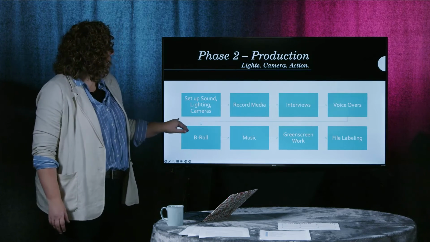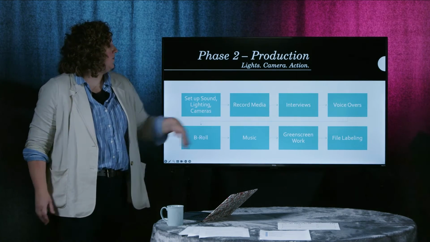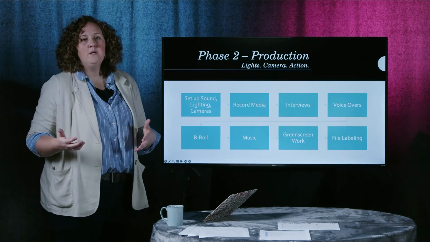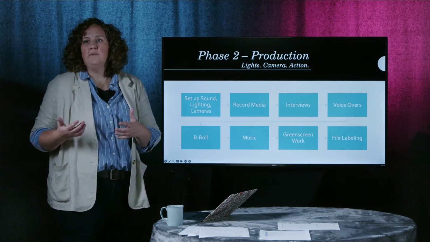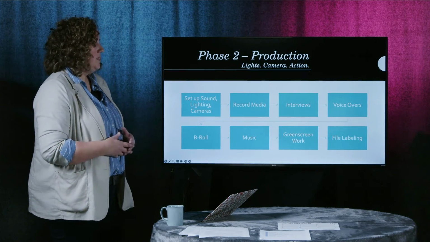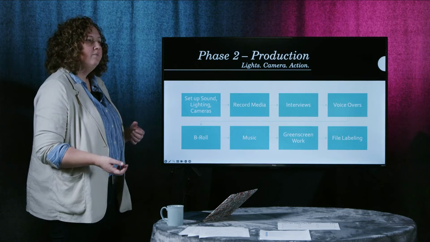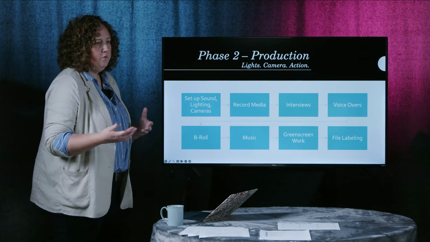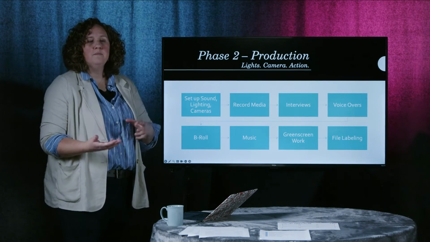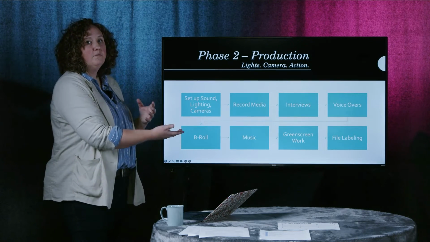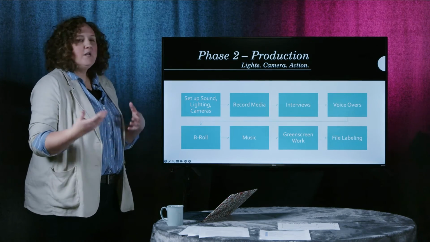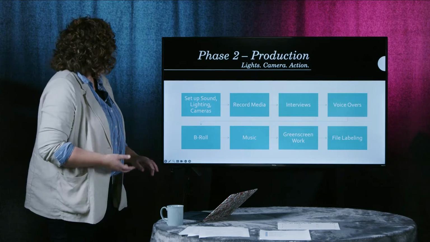So you're setting up your sound, you're lighting your cameras. This is where you're recording your media, your interviews, your voiceovers, your B-roll. And B-roll is secondary footage that is used in editing. The more B-roll you have, the better. So think of you're doing an interview and someone is talking about the forest, or they're talking about their grandparents. B-roll would be like pictures of the forest, or video of the location they're talking about, or video of their grandkids if they're talking about their grandkids.